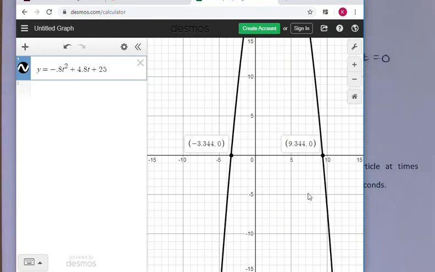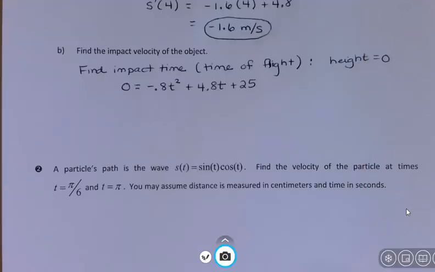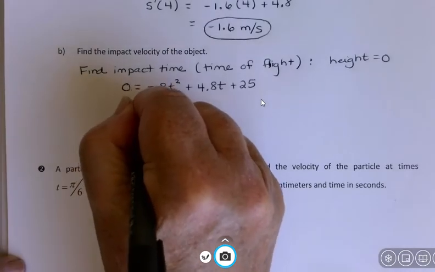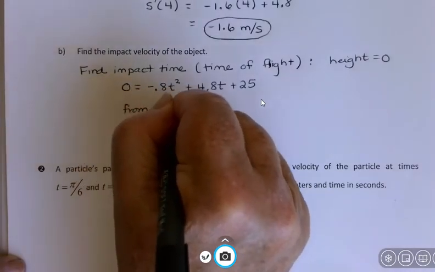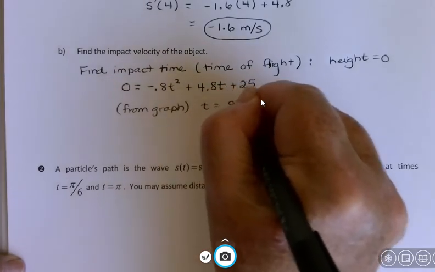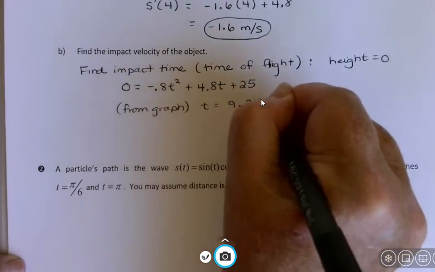Of course, the negative time would be before this object was ever thrown. So the one I really care about is the positive 9.34. So I'm going to say, from the graph, the appropriate t-value would be 9.34 seconds.